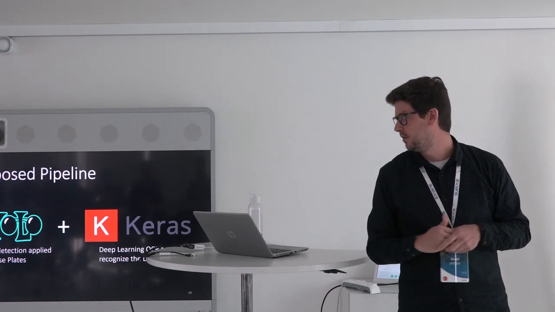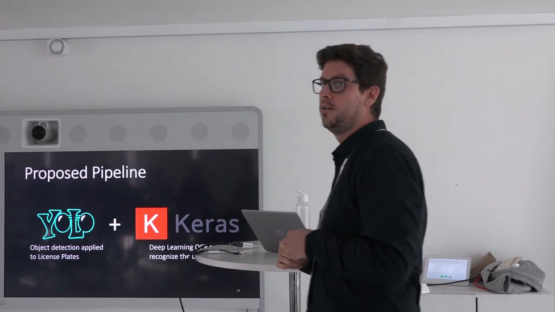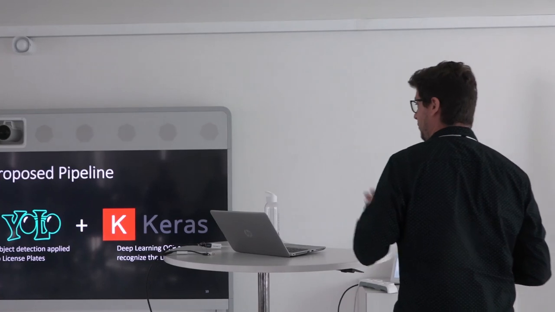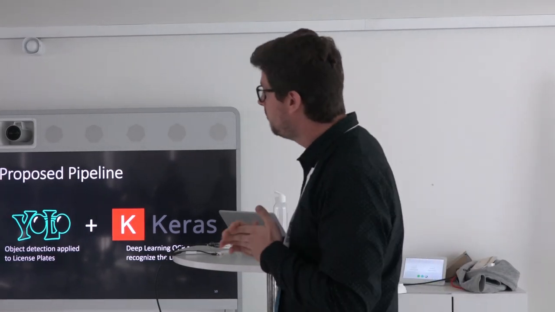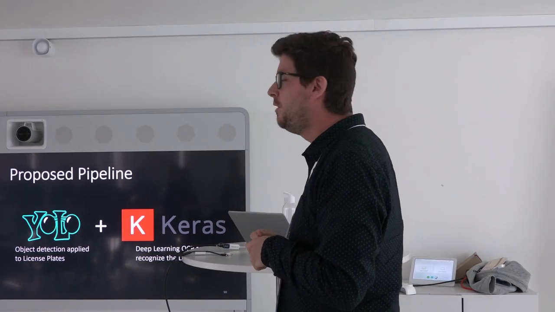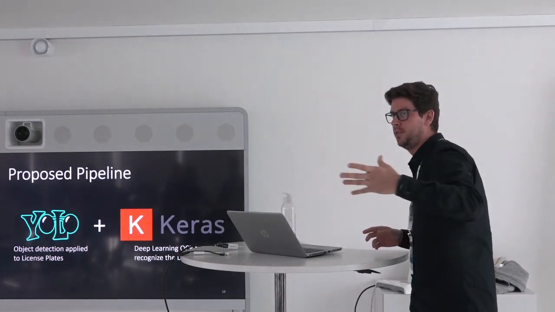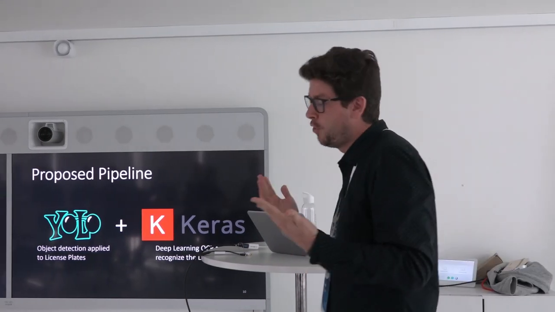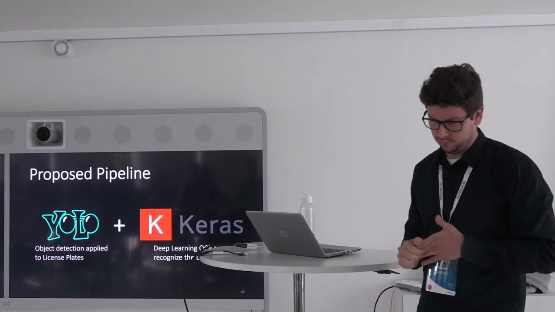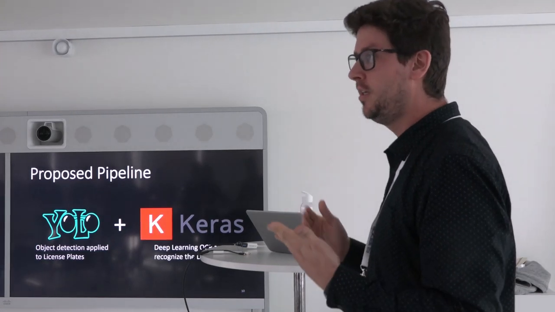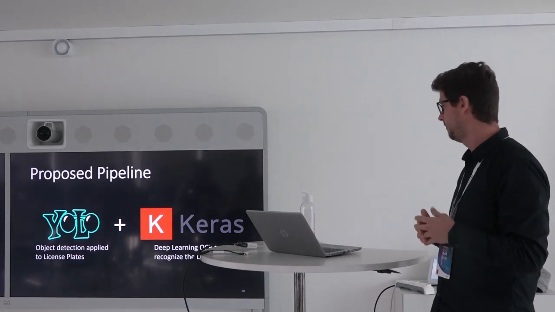Our proposed pipeline: yesterday a colleague of mine already spoke about YOLO. YOLO is a framework that is really fast and really accurate to perform object detection. We could implement our own and it could reach the level of YOLO, but maybe not that fast because we are using Python and YOLO was developed in C++, so it's the quickest choice in this case. But then, using Keras, which is a framework to implement machine learning algorithms and deep learning, we use deep learning to recognize the license plate.